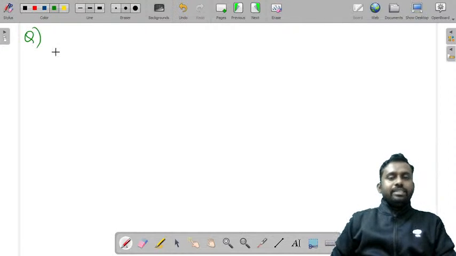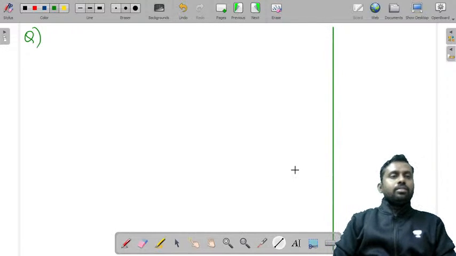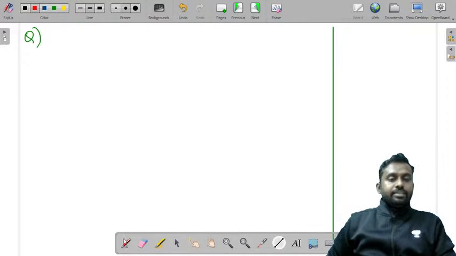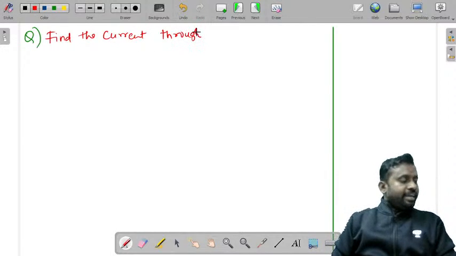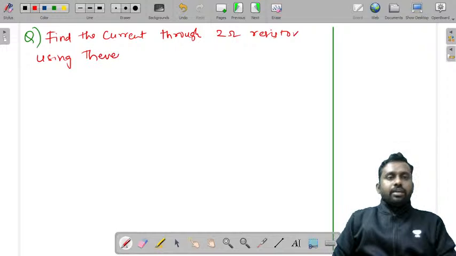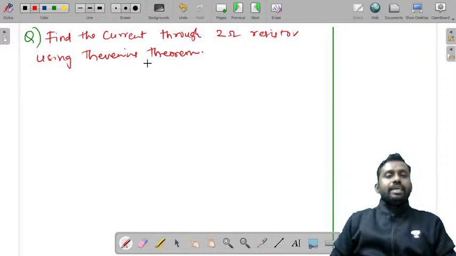Now the question given here is, I am taking one example from one of the textbooks of Ravish R. Singh. The question is, find the current through the 2 ohm resistor using Thevenin's theorem. See, if it is not given as Thevenin's theorem, you can apply KVL, KCL, mesh and nodal analysis as well. That doesn't matter. But because it is given as Thevenin's theorem, we are using Thevenin's theorem on the given circuit.